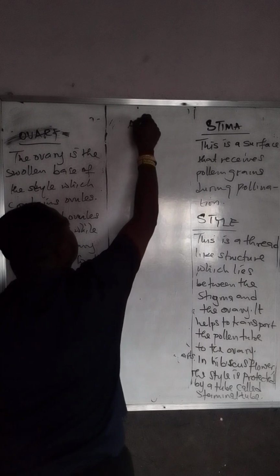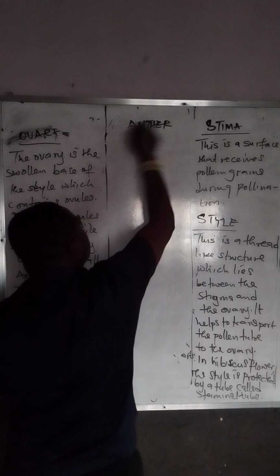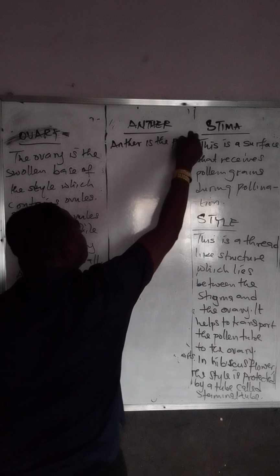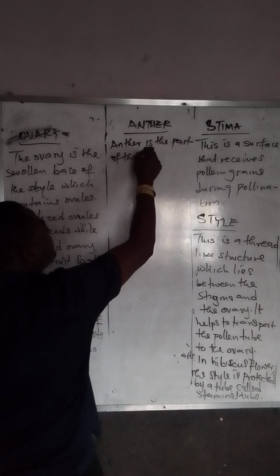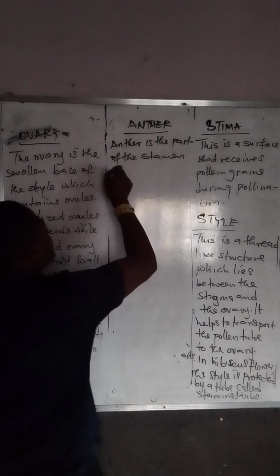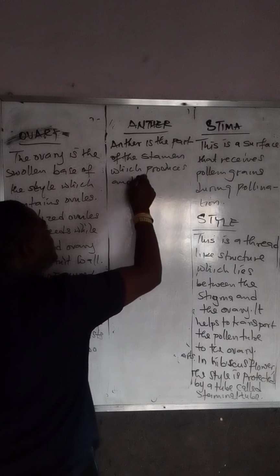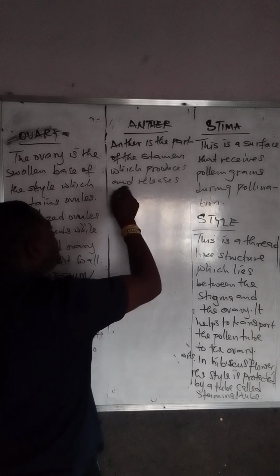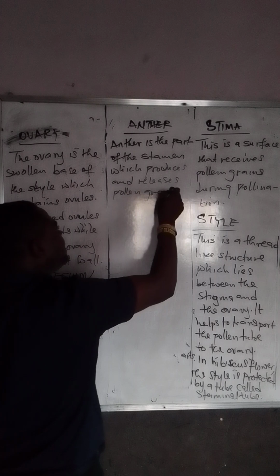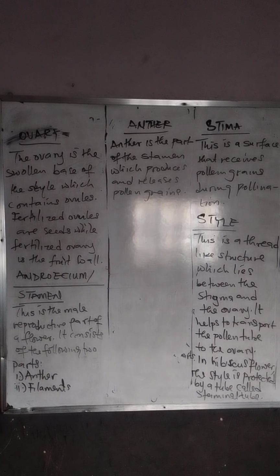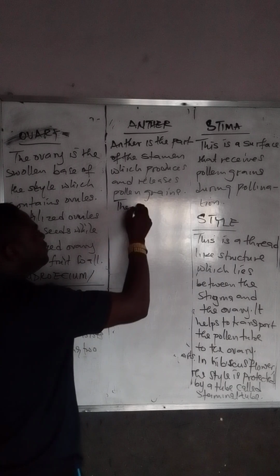The anther. Now, anther is the part of the stamen which produces and releases pollen grains. You see, pollen grains are male gametes that resemble sperm in the human reproductive system. While anther is what looks like testes. They have kidney shape. That is anther.